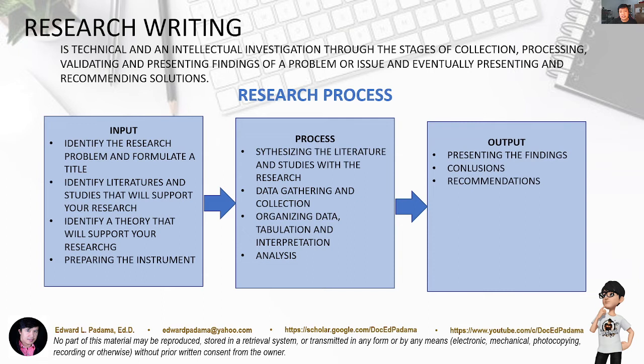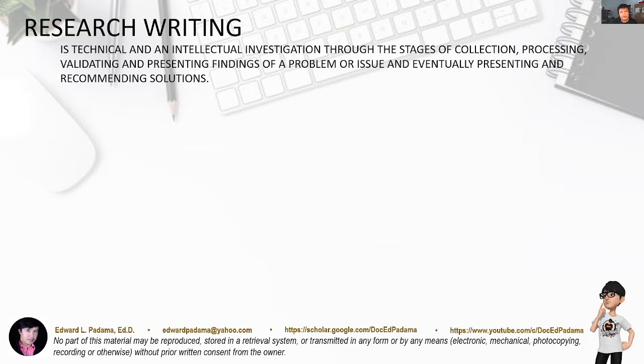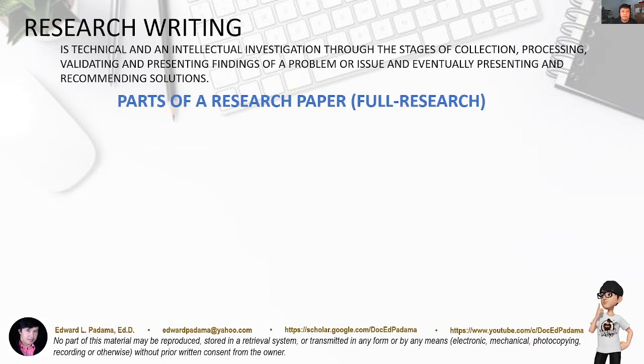The next stage of the process is the output, where you are going to present the findings, establish conclusions, and then make recommendations based on the findings of your study. So basically, this is how you do research in three stages. Okay, the next part would be parts of a research paper.